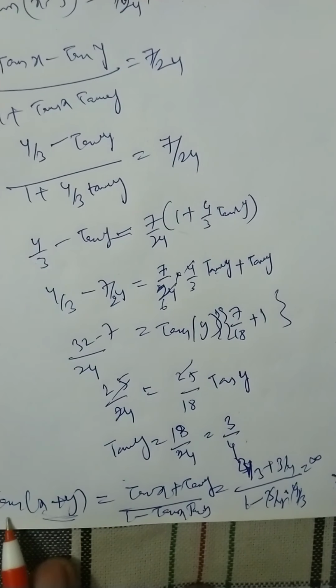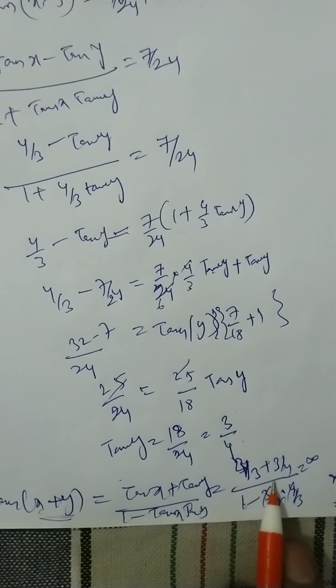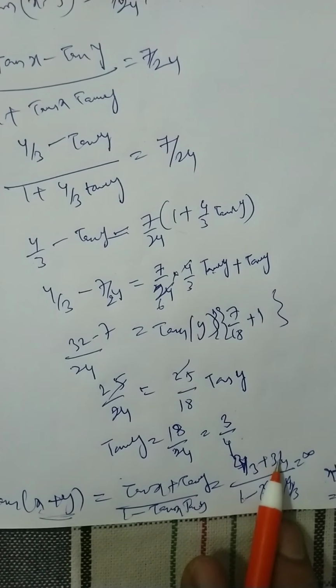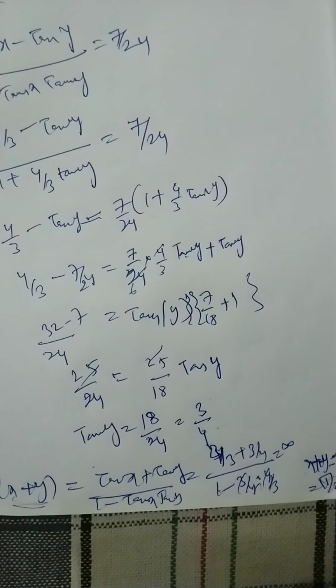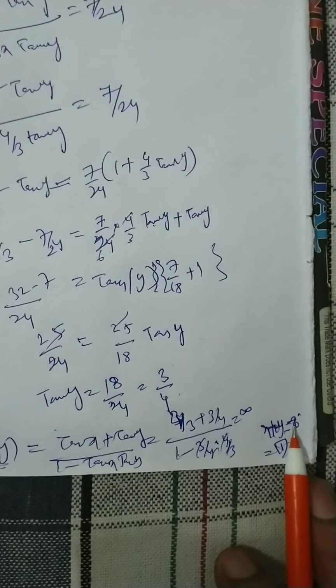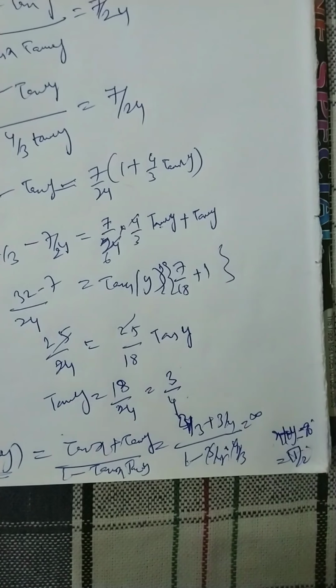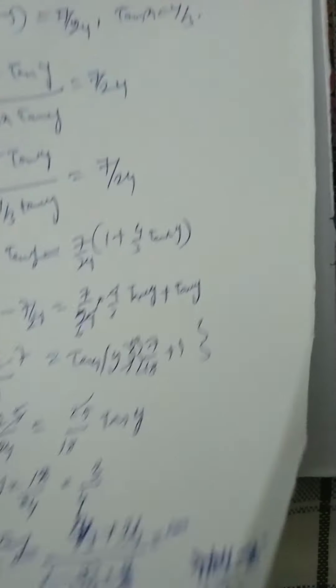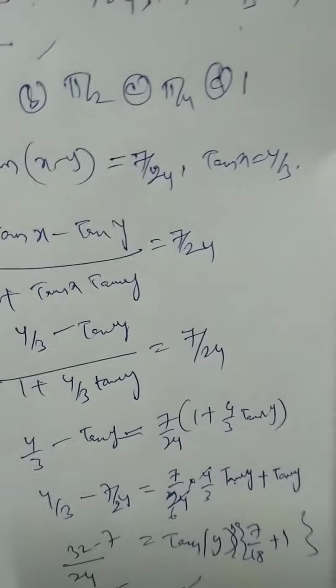So the right option for this problem is B. What I am saying here is tan of x plus y is equal to infinity, so the angle whose tan is infinity must be 90 degrees. Okay, so this is the solution of this problem. It is a little bit lengthy, but you should practice this, because it involves the formulas of tan of a minus b and tan of a plus b.